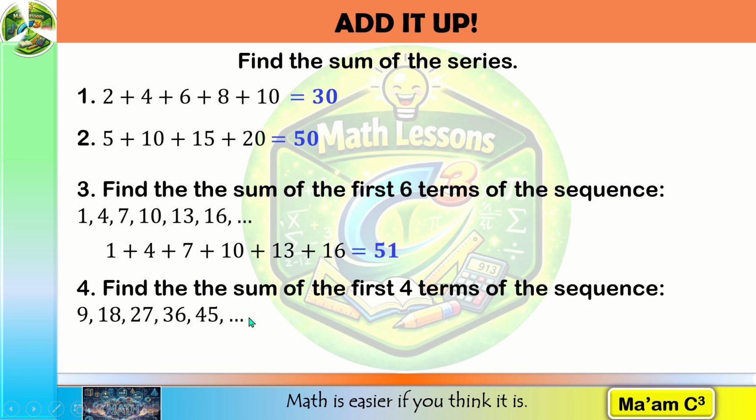Number 4, find the sum of the first 4 terms of the sequence 9, 18, 27, 36, 45. Again, we have to convert first the sequence into series, adding only the first 4 terms. This will be 9 plus 18 plus 27 plus 36. And this will give us 90.